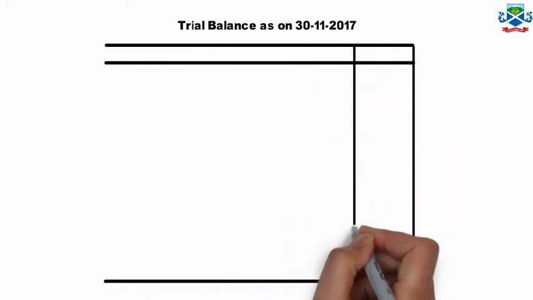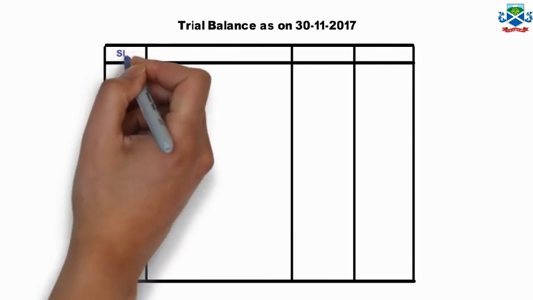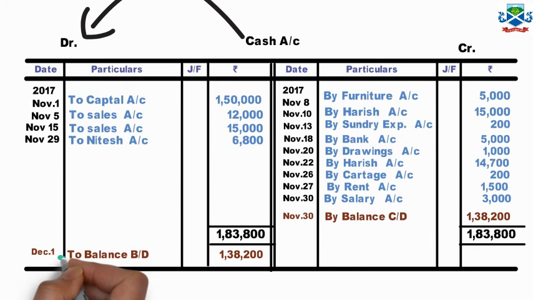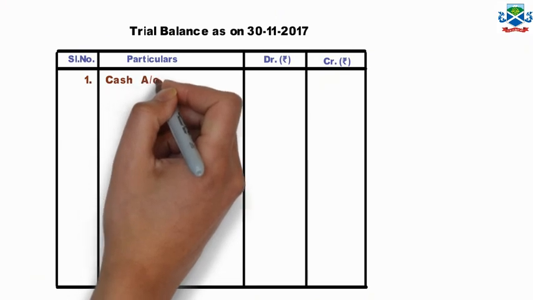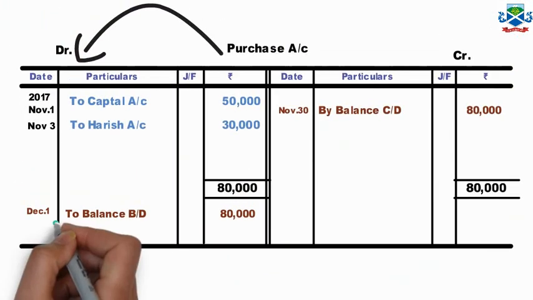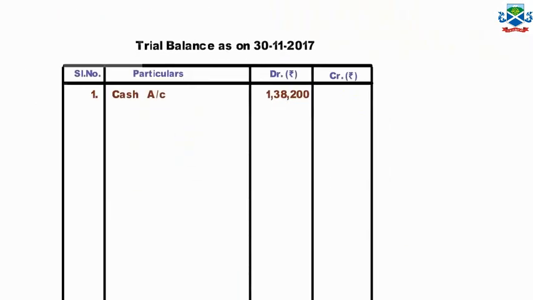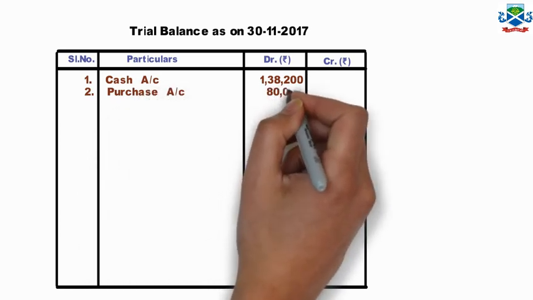So the trial balance format is like a ledger, or you can make it like a journal also, no problem, but instead of date we'll write serial number here. So particulars, debit column and credit column. We'll write over here, cash, debit balance BD is there, you have to check only BD, where the BD is there. Purchase BD is on the debit side 80,000, so we'll write purchase account serially, debit balance BD is there 80,000.